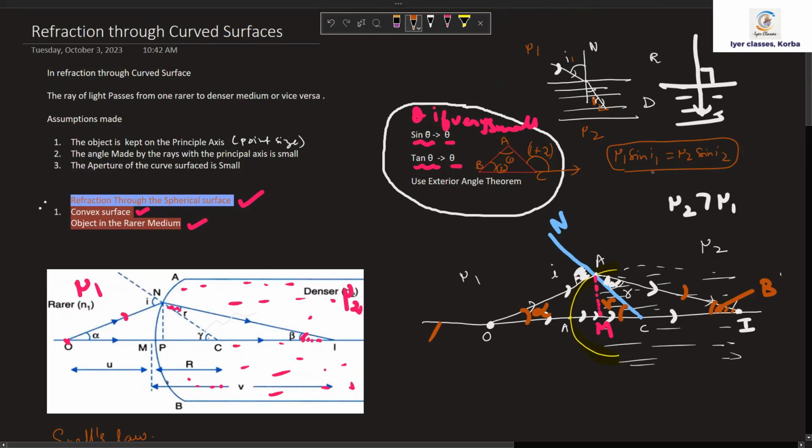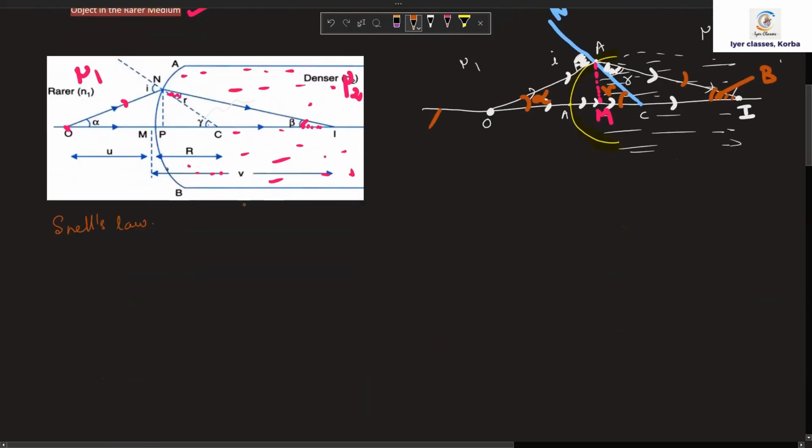Hope you know the difference between the absolute refractive index and the relative refractive index. Absolute refractive index means the first medium should always be vacuum or air, and the second medium is the medium. But in a relative refractive index, medium one can be something else and the second medium can be any transparent medium. That is the basic difference between the two. Okay, now let's do Snell's law for this.